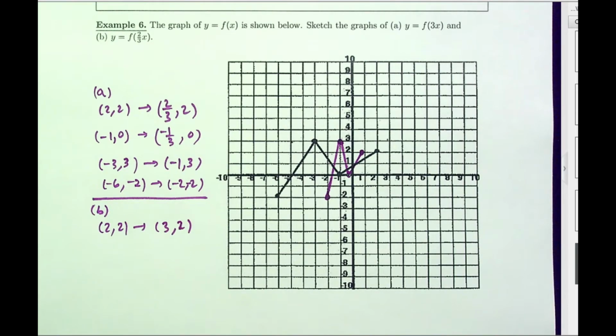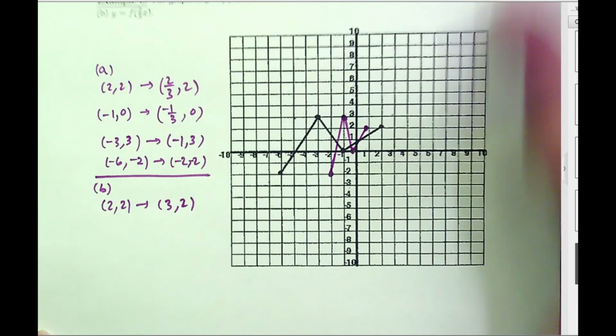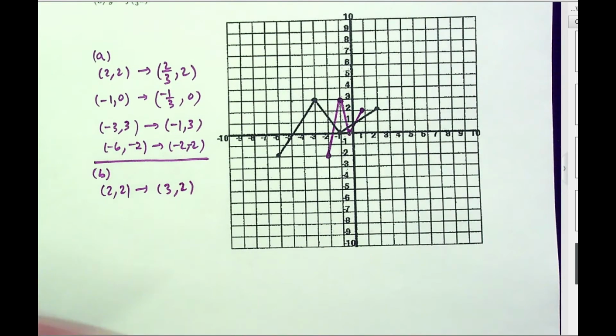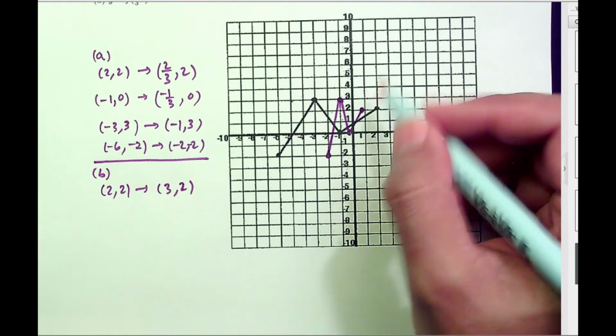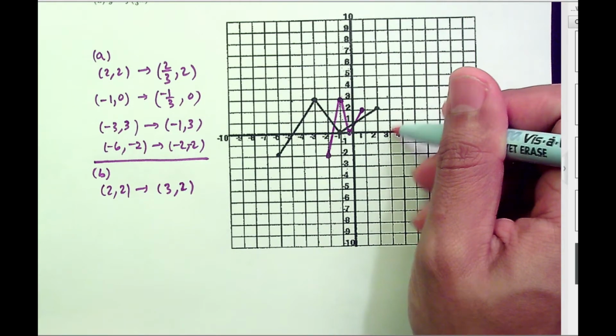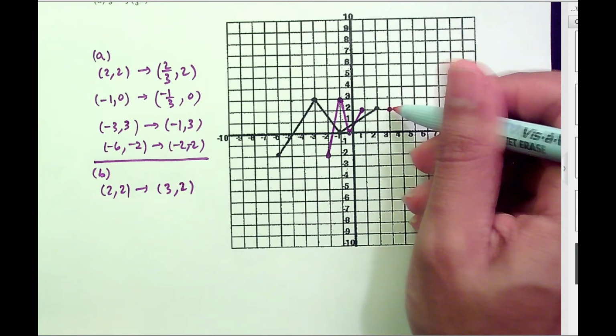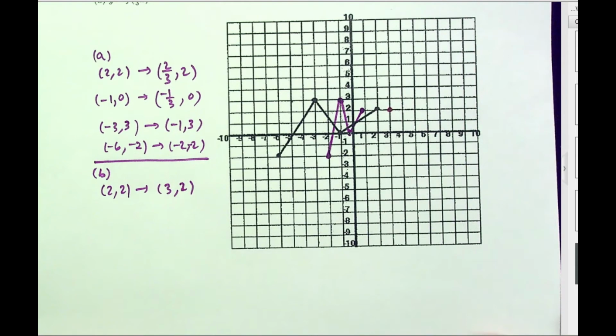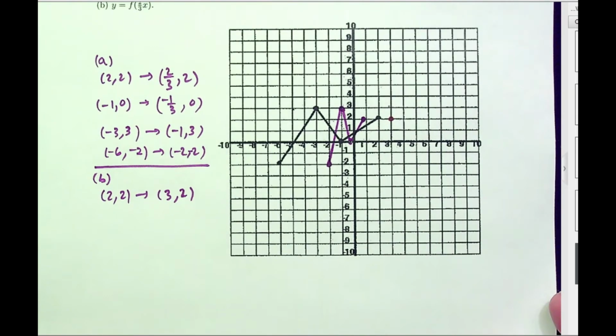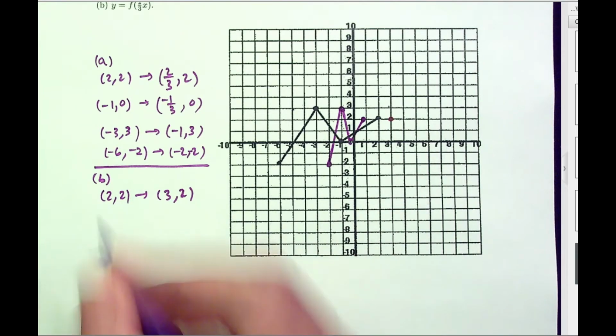3, 2. Let's graph that. Okay, this is going to be a stretching because 2/3 is less than 1. Instead of a compression, it's a stretching. Remember, in the horizontal case, it's always the opposite of what you would think. Okay, so now we got the first point. Let's do the next one.